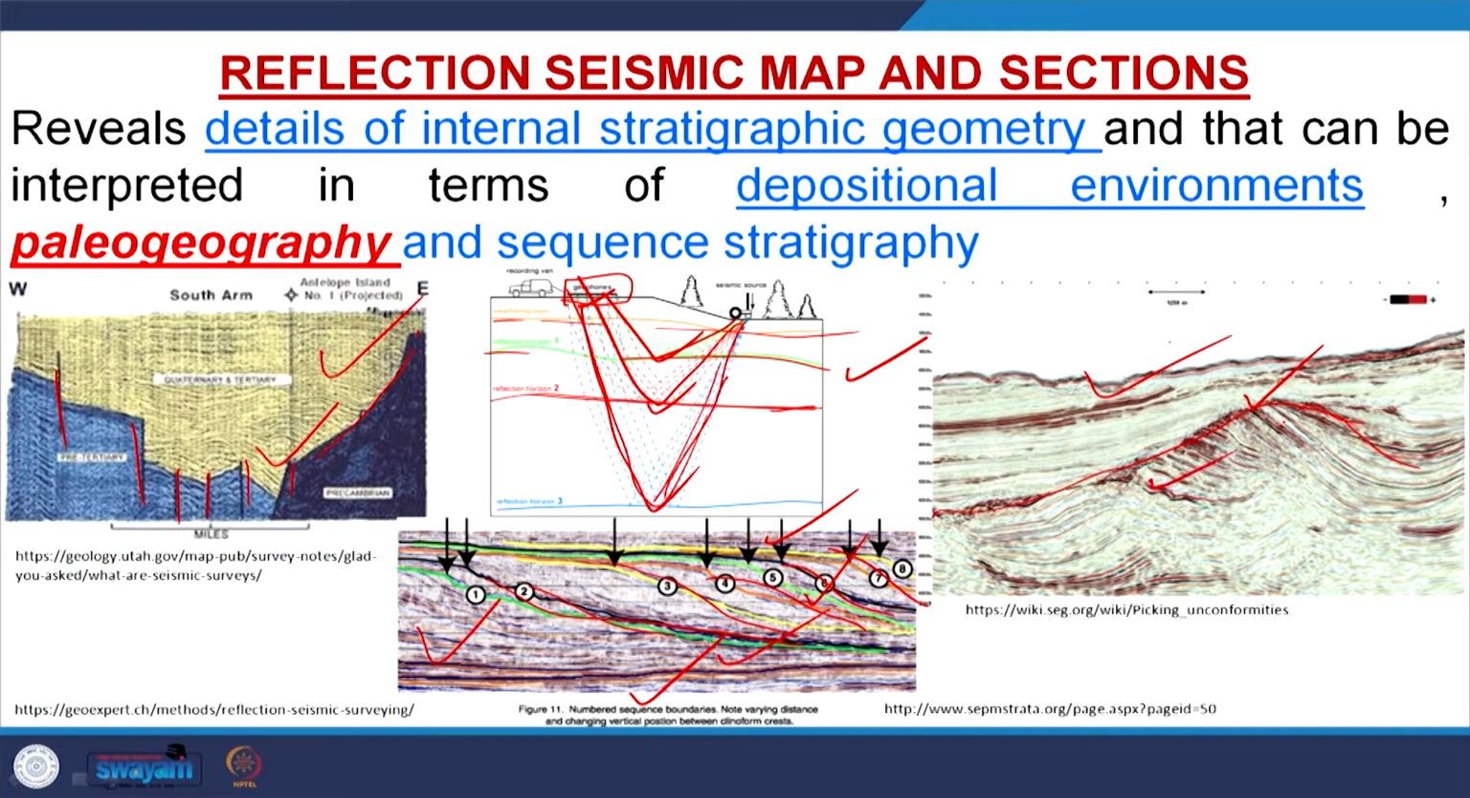Similarly, here this unconformity is the product of erosion or non-deposition. So, that means here also geomorphological process is involved, here geomorphological process is involved. So, everywhere we want to pick out the geomorphic processes that are involved in this seismic profile, isn't it? So, it reveals the detailed internal stratigraphic geometry, and that can be interpreted in terms of depositional environment and paleogeography and sequence stratigraphy.